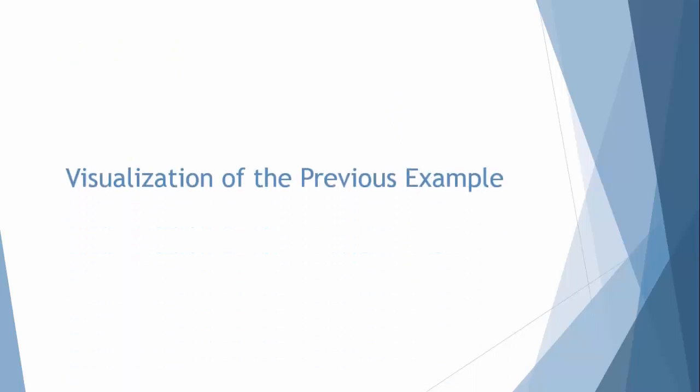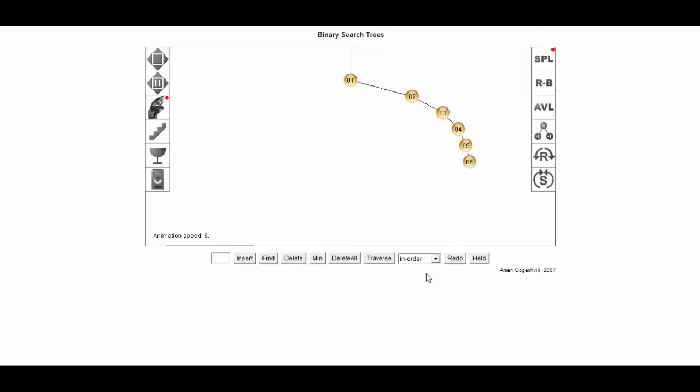Now it's time for a visualization of the previous example. Okay, here as we see, this is our tree and we want to splay 6. We will find the node 6 by pressing this button, Find. When we find it, we will do the splay operation.